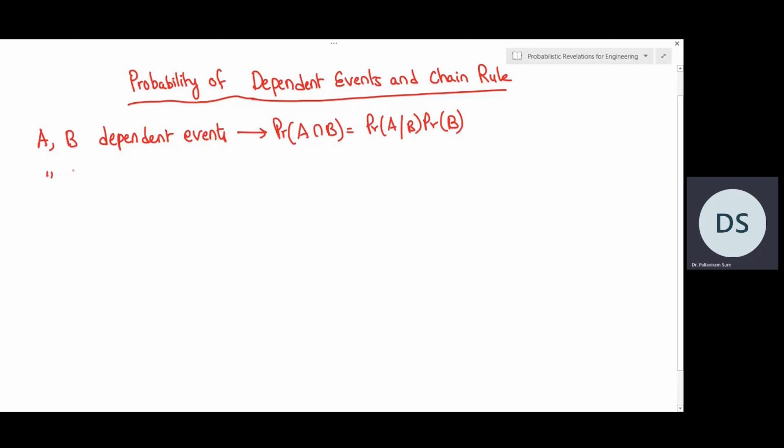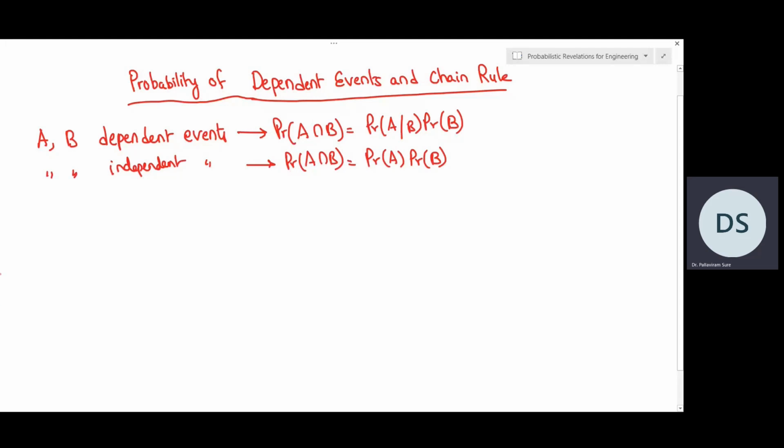However, if A and B are independent events, in such a case, we can write the joint probability of A intersection B as simply probability of A into probability of B.